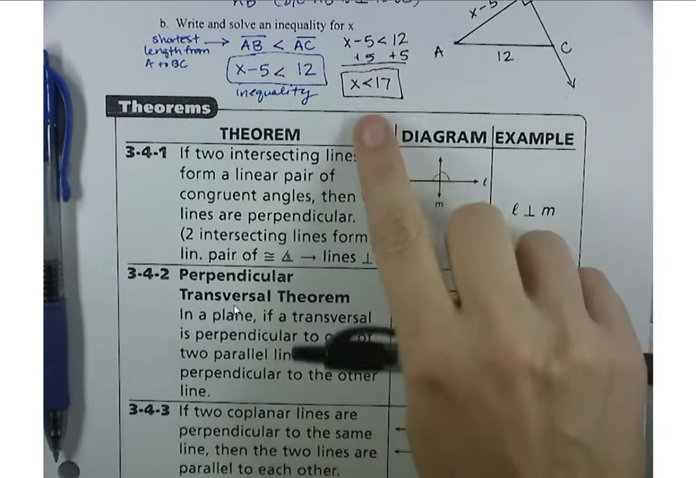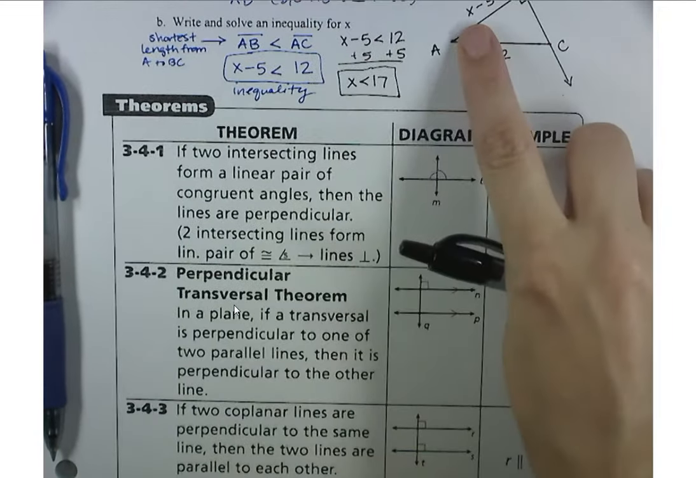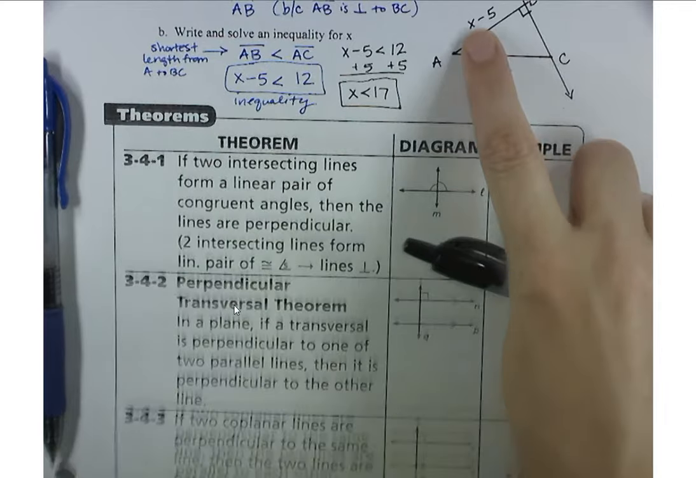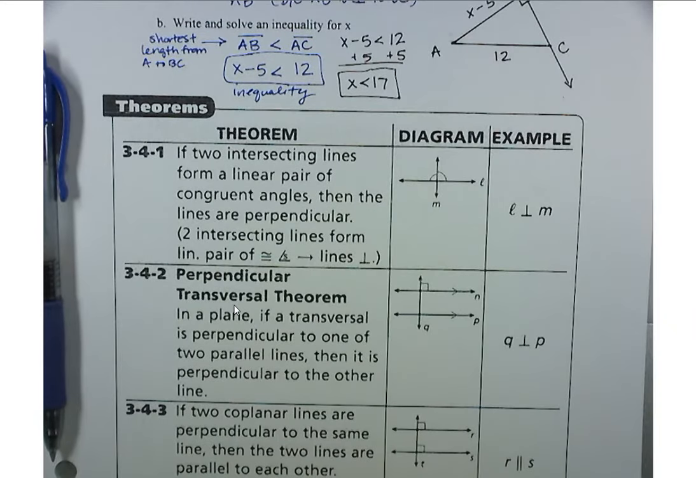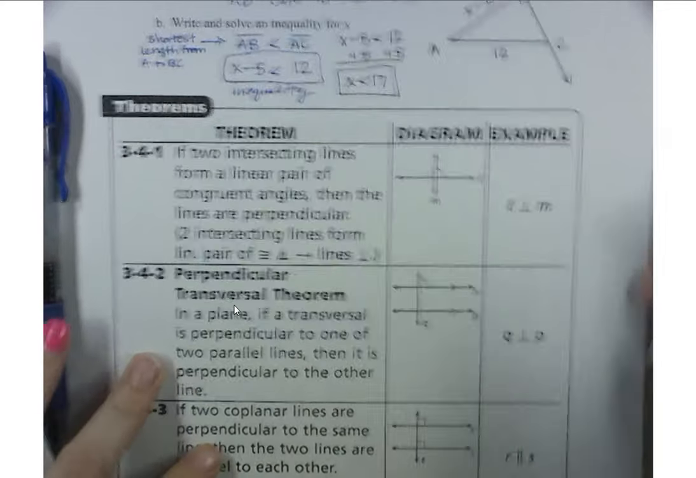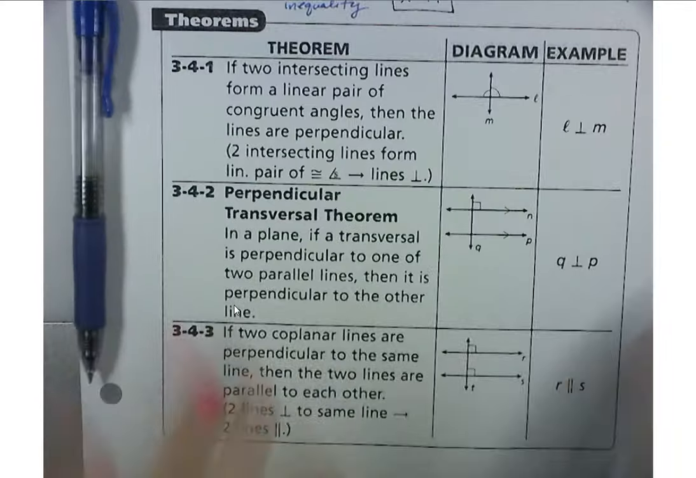Okay, now if you think about this, if you were to plug 17 back in, what's 17 minus 5? 12. So I know it has to be less than that because I don't want it to be equal to 12. If it was something like 16, 16 minus 5 would be 11, and 11 would be less than 12, and we know that that segment is shorter.